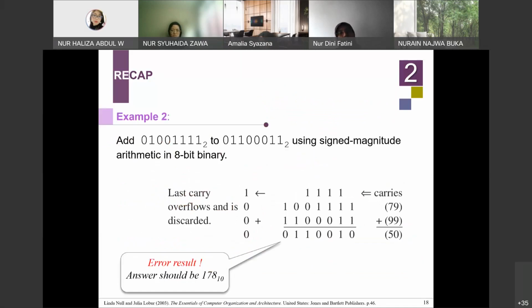So this one is an example using sign magnitude. Add bit numbers 1, 2, 3, 4, 5, 6, 7, 8. This one, okay, put positive.